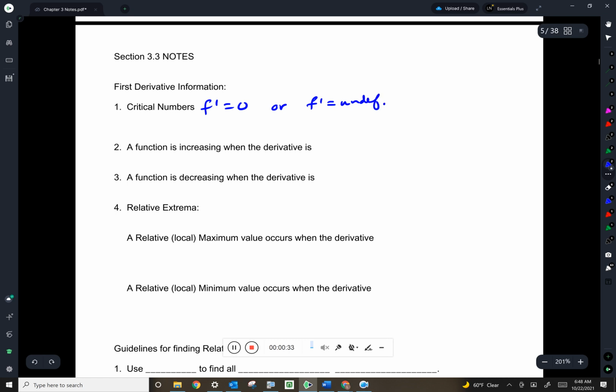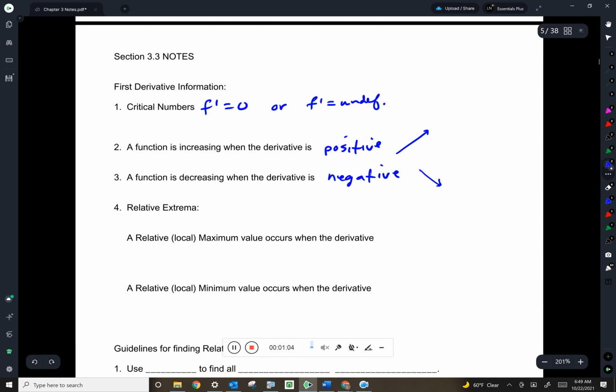Now, something that we've alluded to before, but we're going to make officially part of the notes right now, is the function is increasing when the derivative is positive, and a function is decreasing when the derivative is negative. Hopefully that makes sense, right? Because the derivative is the slope. If you have a line that has a positive slope, it's increasing. If you have a line that has a negative slope, it's decreasing.